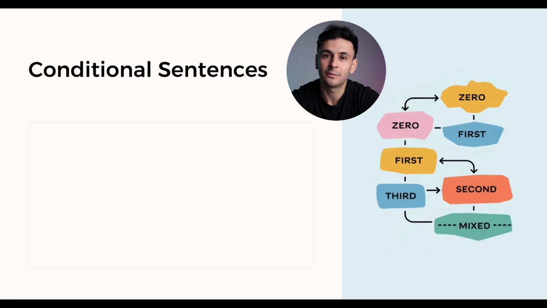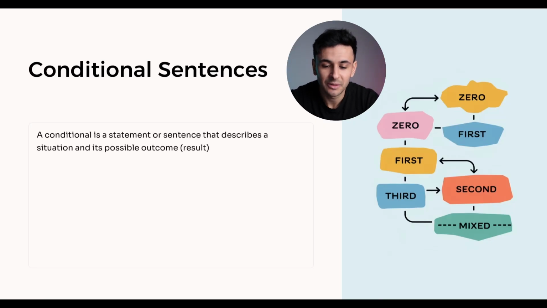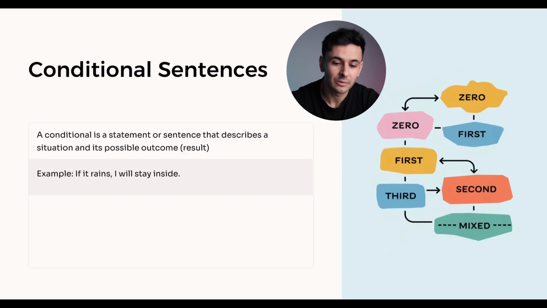This is the conditional. If something happens, then there is a result of that. So the conditional is a statement or a sentence that describes a situation and its possible outcome. An outcome is the result. An example: if it rains, I will stay inside. So if it rains, I won't go outside.